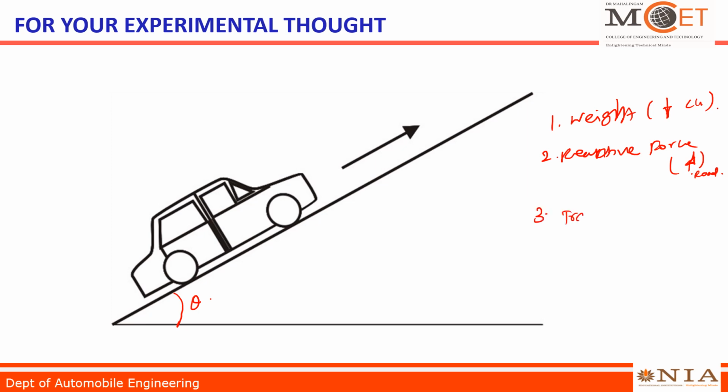Third one is the tractive force. If it is a front-wheel drive, it will be at the front wheels. Rear-wheel drive will be at the rear wheels. Four-wheel drive will be at the front and rear wheels. Fourth one is the inertia force, which will act at the CG point opposite to the motion.